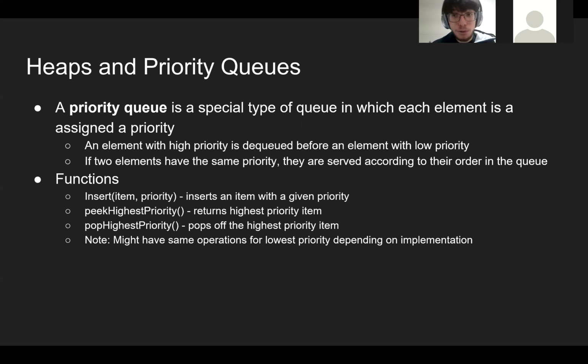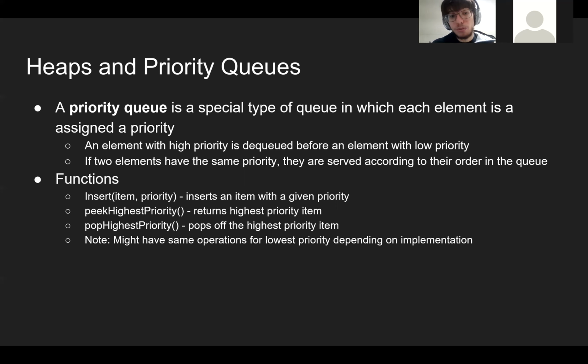So like the largest value gets the highest priority, or the smallest value. And if they have the same priority, then we just resort to the regular queue property and give them in the order in which they were put into the queue. And for priority queues, you insert, peek highest priority, and pop highest priority. And that's it. You might have the same operations for the lowest priority, depending on the implementation.